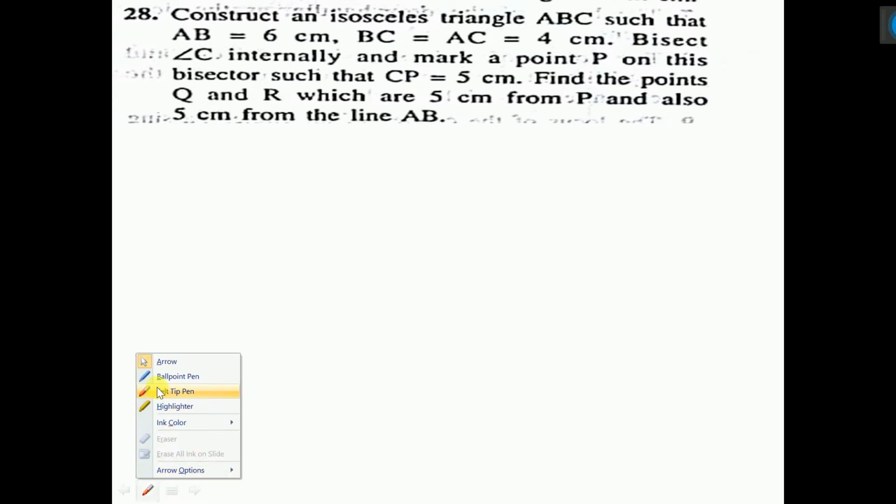Construct an isosceles triangle ABC such that AB is equal to 6. So one rough diagram let us draw. Always you do this thing in the exam, then the sum will be very easy for you.